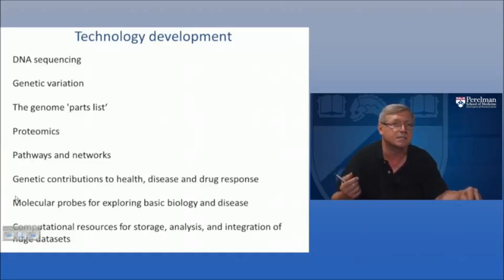Genomics parts lists needed to be developed. What are all of the genes in the genome? What are all the functional elements in the genome? Proteomics, pathways and networks, all of these aspects of genomics have continued their development since the Human Genome Project was completed in 2003.